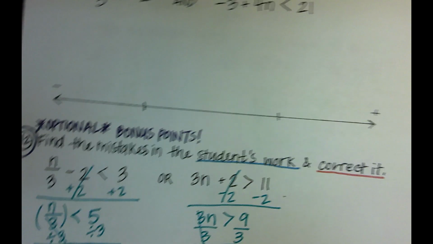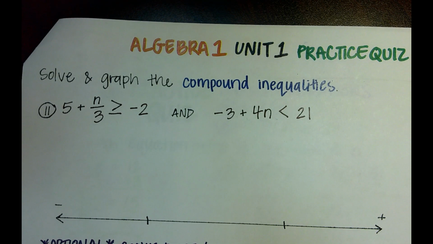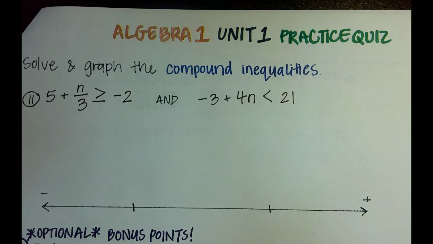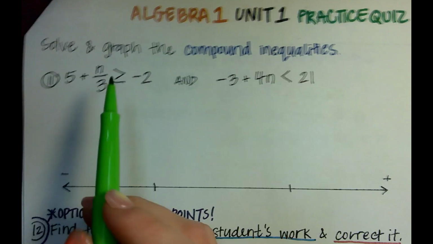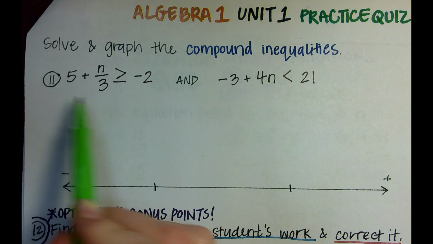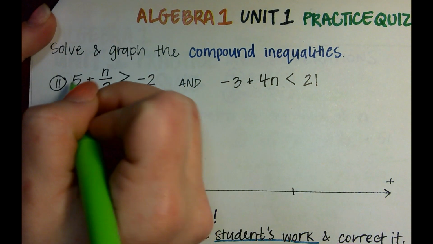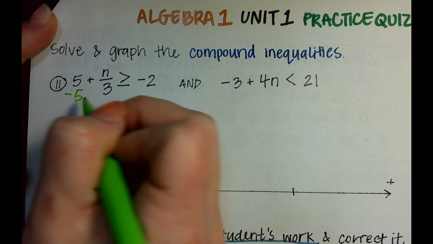Number 11, this is the last required question. Number 12 is optional, it's bonus. So, we have another compound inequality. 5 plus n divided by 3 is greater than or equal to negative 2, and negative 3 plus 4n is less than 21. What should I do first on this? 5 on each side. Good. We have a plus 5. Let's do minus 5.